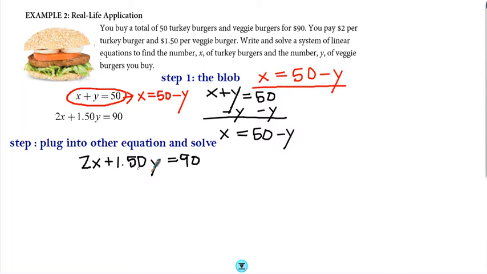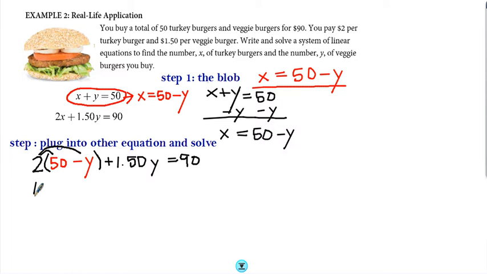But we found that the blob is x equals 50 minus y. So if you look at your second equation, here's the x, and we're going to change it by substituting the blob into x. So now we have 2 times (50 minus y) instead of writing it as x. Then use the distributive property.